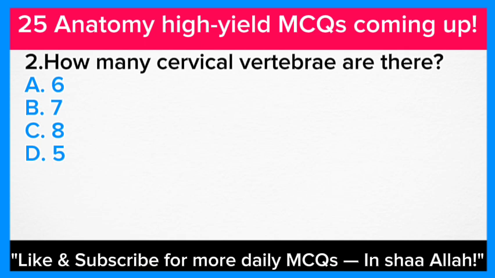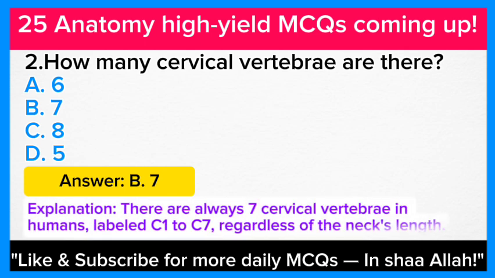2. How many cervical vertebrae are there? A. 6, B. 7, C. 8, D. 5. Answer: B. 7. Explanation: there are always 7 cervical vertebrae in humans, labeled C1 to C7, regardless of the neck's length.